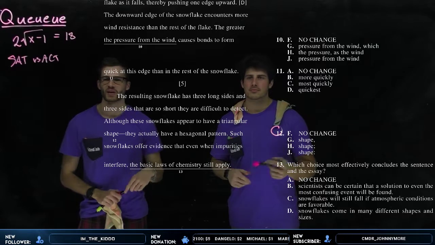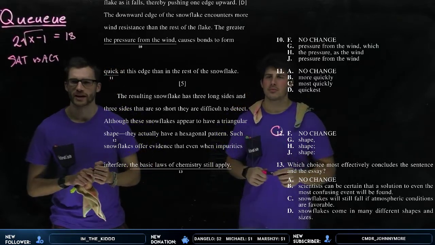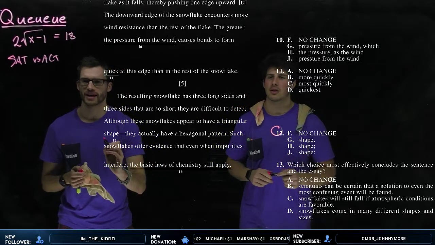Anyway, the question we are doing is number 12, and I think it's just the word shape and then this dash are underlined.